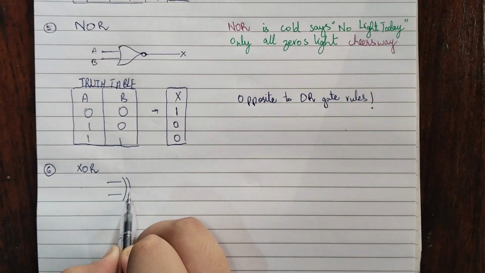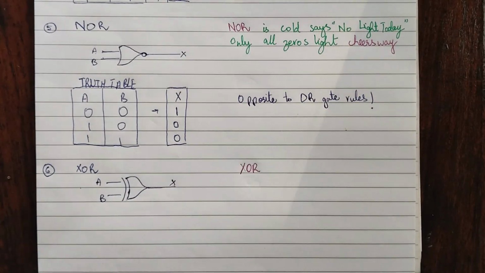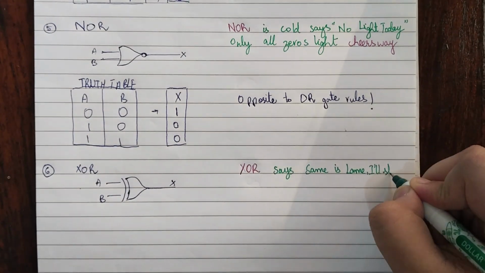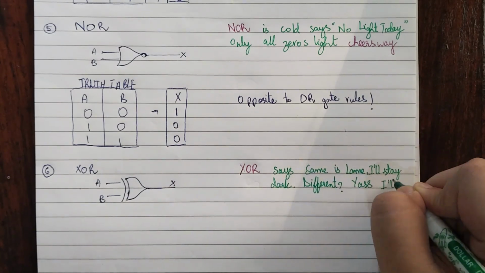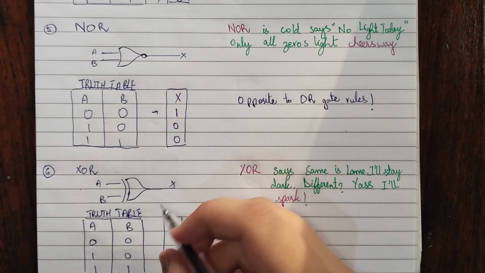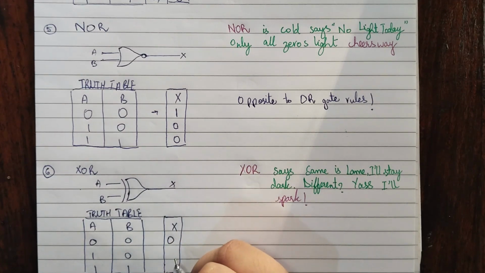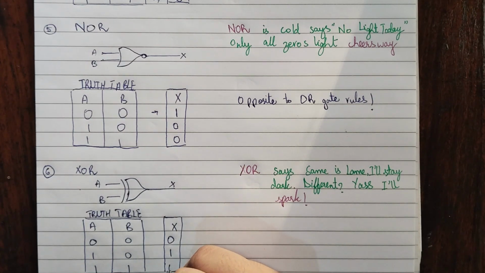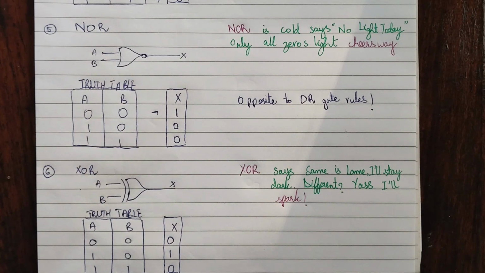Lastly comes the XOR gate. So XOR says same is lame, I'll stay dark, different, yes, I'll spark. So basically, whenever the 2 inputs are same, that means 0, 0 or 1, 1, it will have output 0. And if both are different, then it will have output 1.